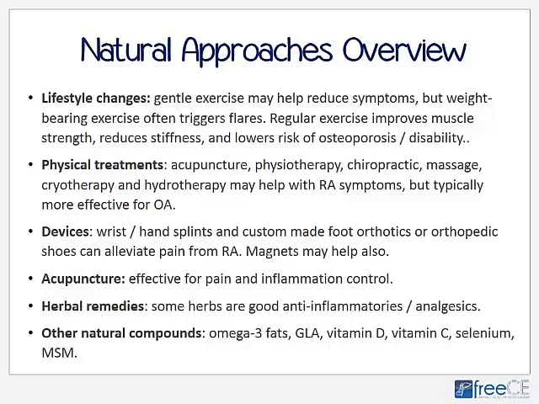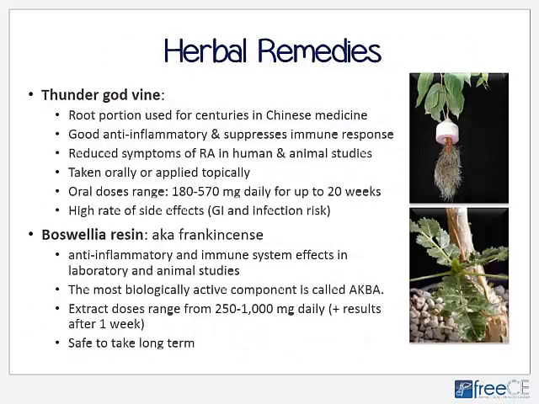Acupuncture, of course, for pain and inflammation. A variety of herbal remedies, because some herbs are very good anti-inflammatories, and many other natural compounds. I'll touch upon omega-3 fats, GLA, vitamin D, vitamin C, selenium, MSM, etc. Thunder God vine is typically used for RA, for those that are into the herbal remedies. The root portion is used primarily, and this has been going on for hundreds of years in traditional Chinese medicine, so it's not something new.